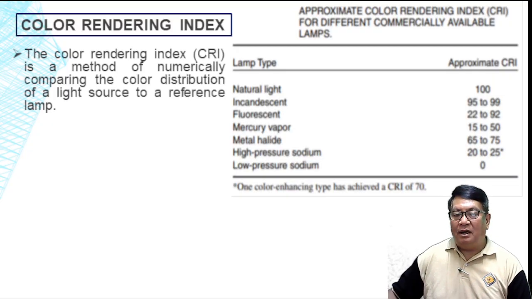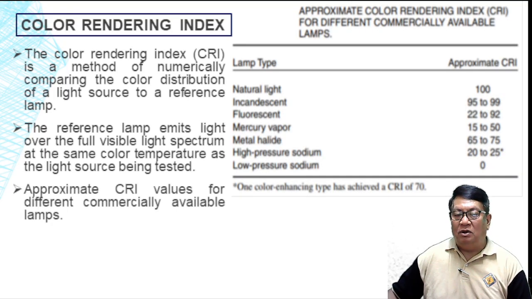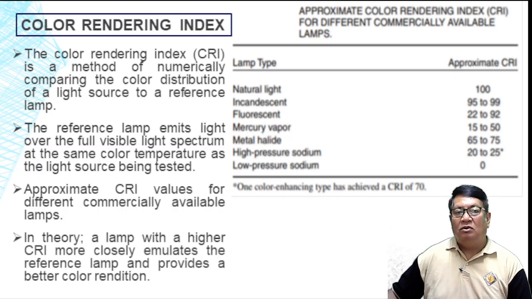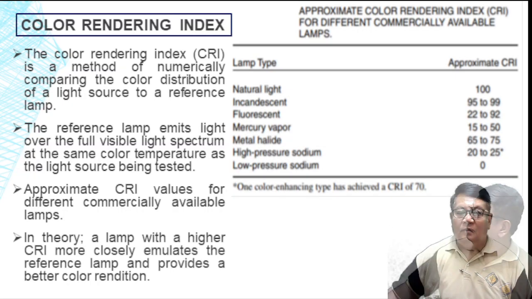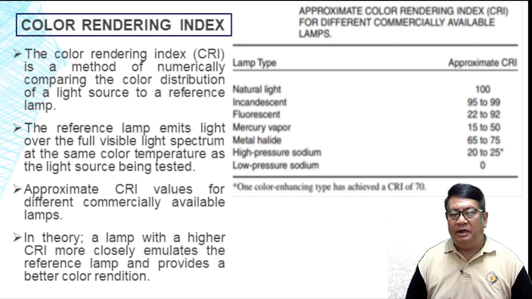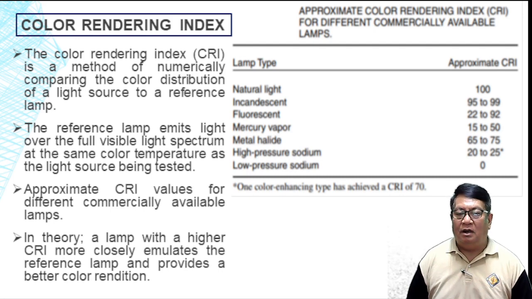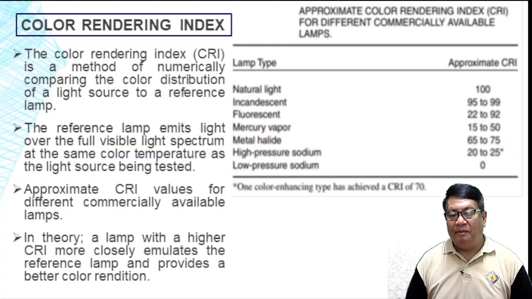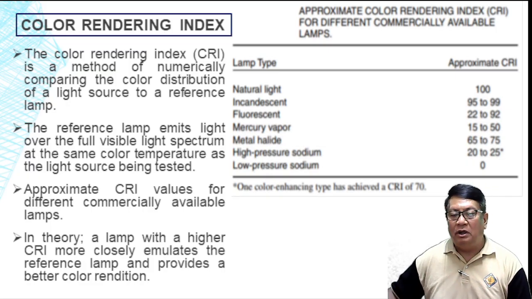Then we have CRI, which we call the color rendering index. The color rendering index is a method of numerically comparing the color distribution of a light source to a reference lamp. The reference lamp emits light over the full visible light spectrum at the same color temperature.